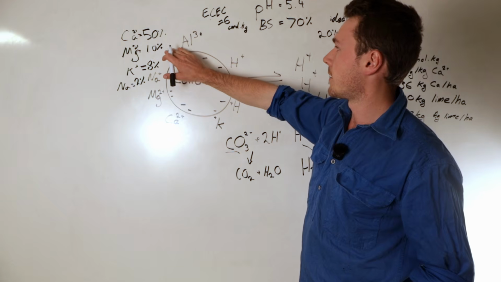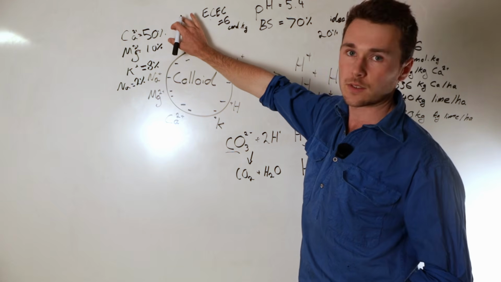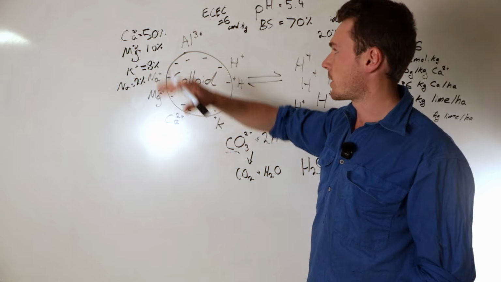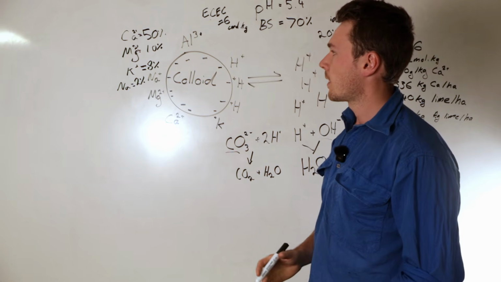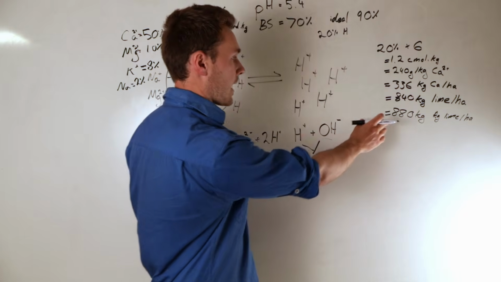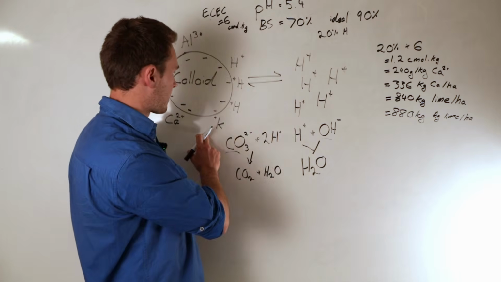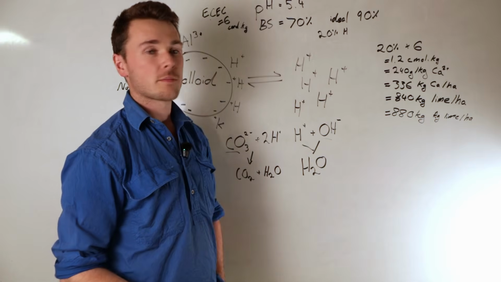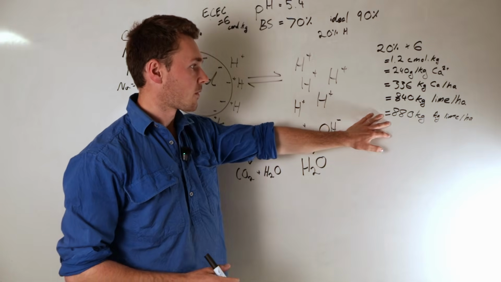So by this framework, we want to get the calcium to 60, magnesium to 20. So we're going to apply a bit more magnesium, a bit more calcium. We can work all that out later. But this is how much lime we need to add in order to displace and neutralize a lot of this hydrogen. So this method is good. It does underestimate the liming requirements, however.